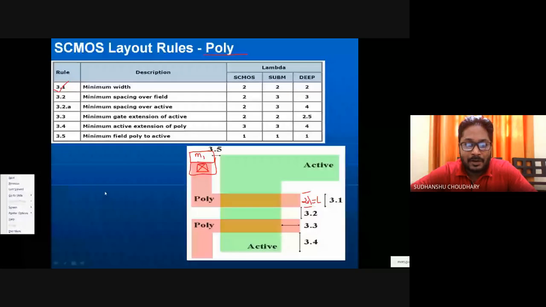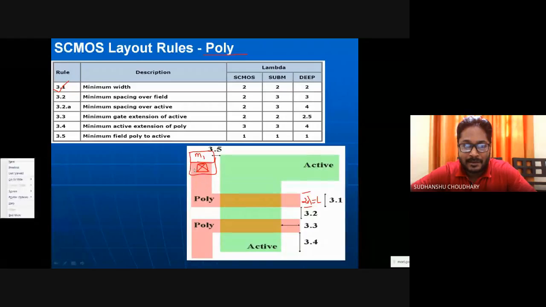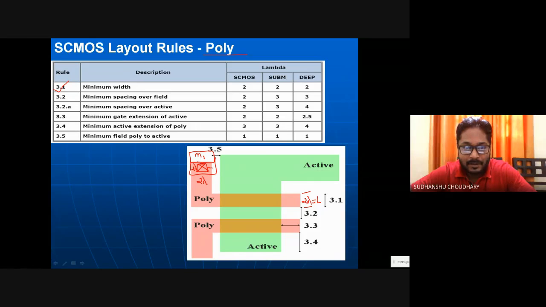For having a contact, the minimum size of a contact is 2 lambda by 2 lambda. So if the poly size is 2 lambda, it will be difficult to make a contact, because then the surround rule will also come into the picture. That will say that you must have some minimum spacing between the edges of the metal or the poly and the contacts. Those surround rules will also come into the picture. That is why one has to increase the dimension of poly here.